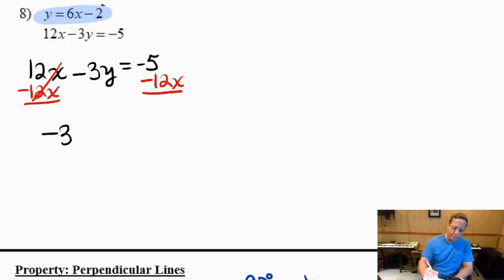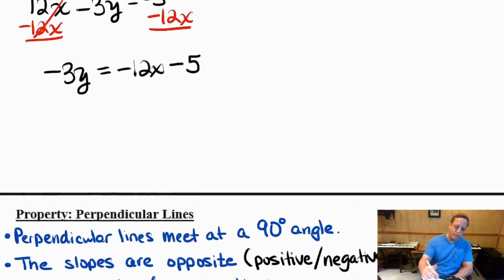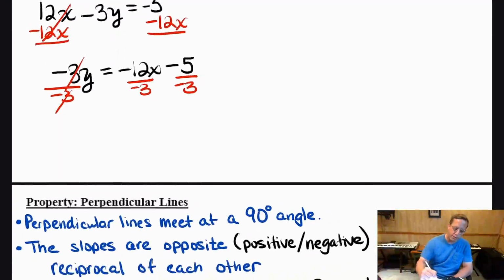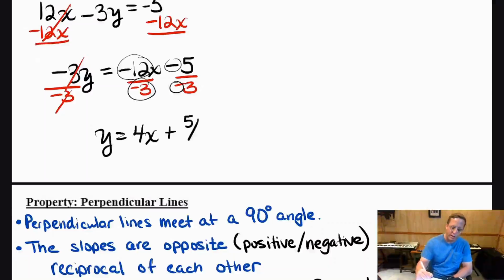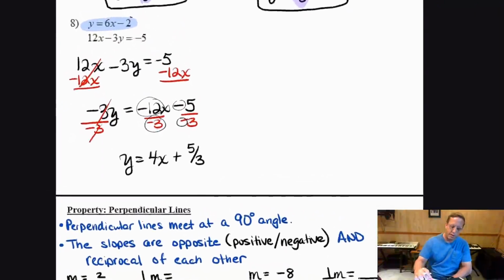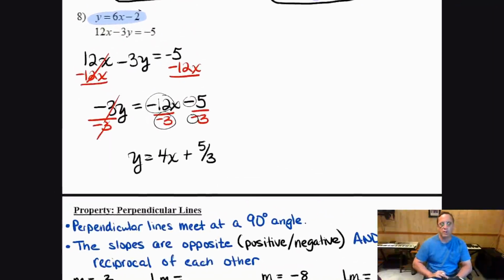And now rewrite it. Got negative 3y equals negative 12x minus 5. And now divide everything by negative 3. Those cancel out. So now we have y equals negative 12 divided by negative 3 is 4. So you got 4x. And then a negative divided by negative is positive. So plus 5/3. And the question for this one is, are they parallel?